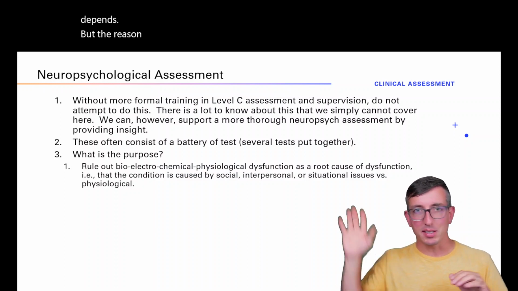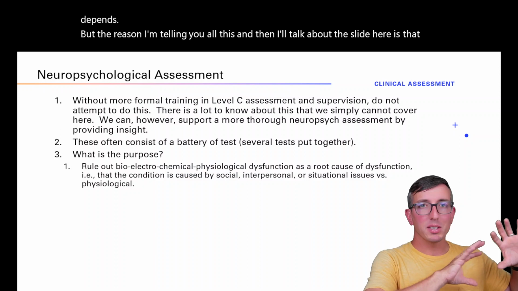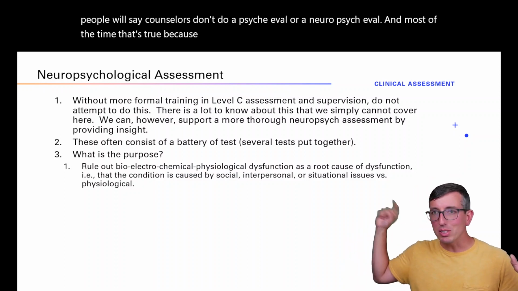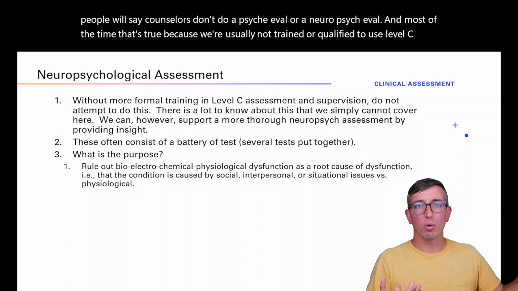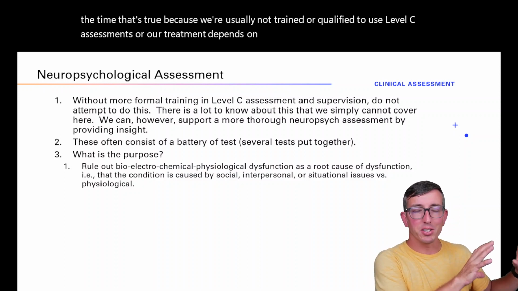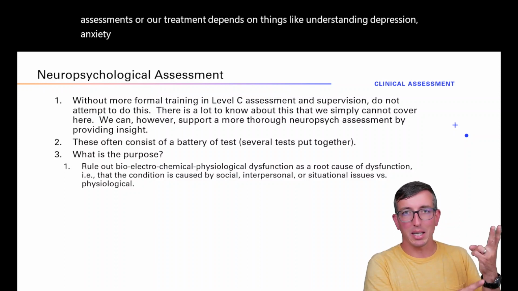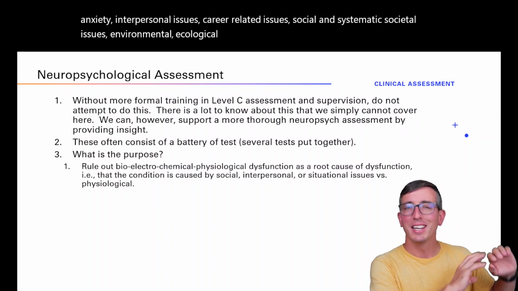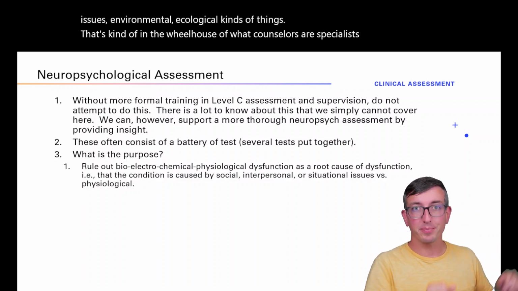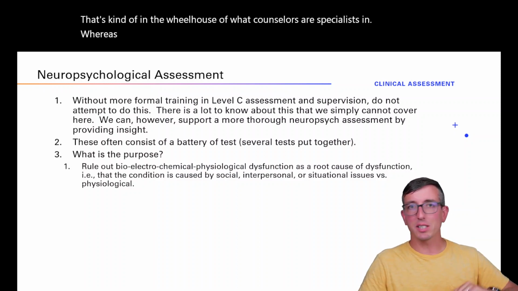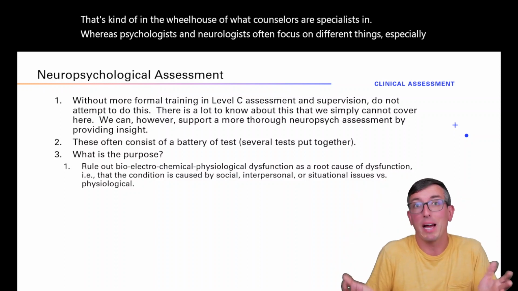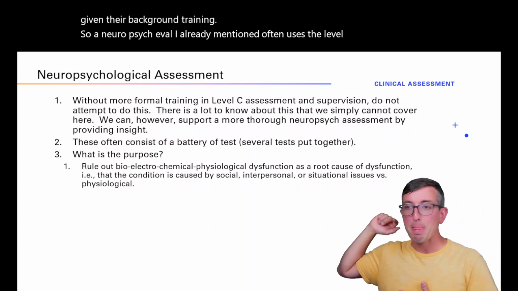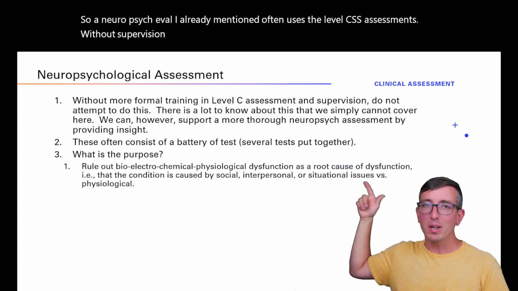But the reason I'm telling you all this is that people will say counselors don't do a psych eval or a neuropsych eval, and most of the time that's true because we're usually not trained or qualified to use level C assessments, or our treatment depends on things like understanding depression, anxiety, interpersonal issues, career-related issues, social and systematic societal issues, environmental, ecological kinds of things. That's kind of in the wheelhouse of what counselors are specialists in. Whereas psychologists and neurologists often focus on different things, especially given their background training. So a neuropsych eval, I already mentioned, often uses the level C assessments. Without supervision, you don't want to do those kind of things.